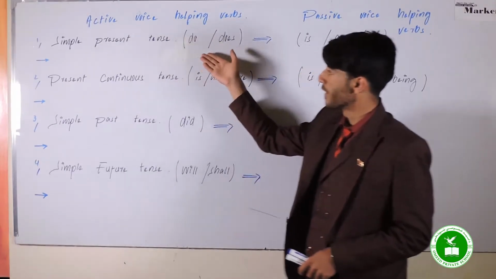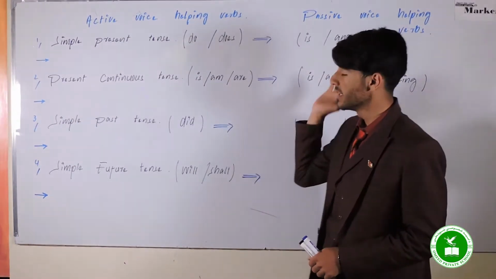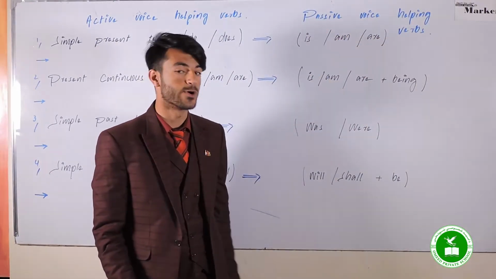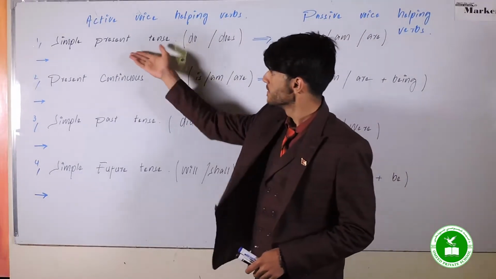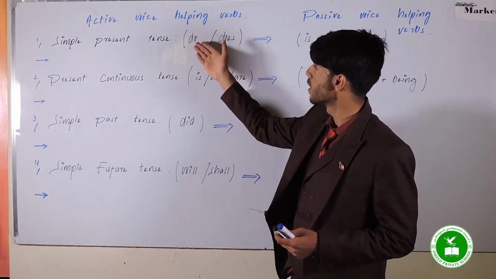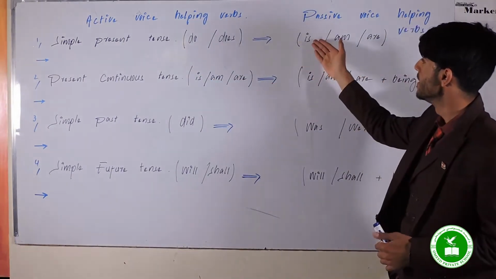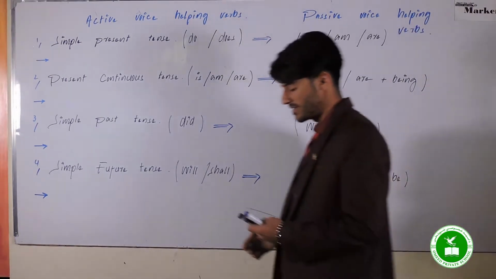These are the active voice helping verbs in these four tenses. And on the other side, we've got passive voice helping verbs in these four tenses. Number one, let's talk about simple present tense. In simple present tense, the helping verbs in active are do and does. But in passive, those verbs are is, am, and are. Okay? Let's write one example for this.